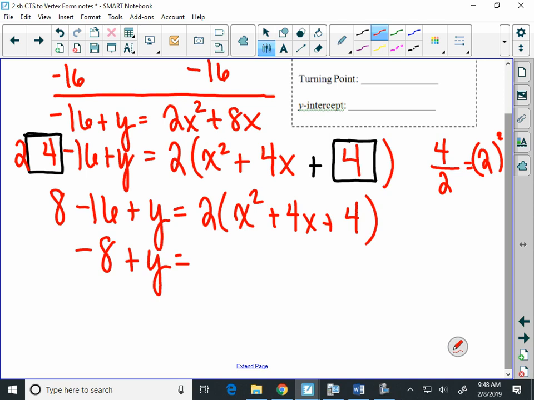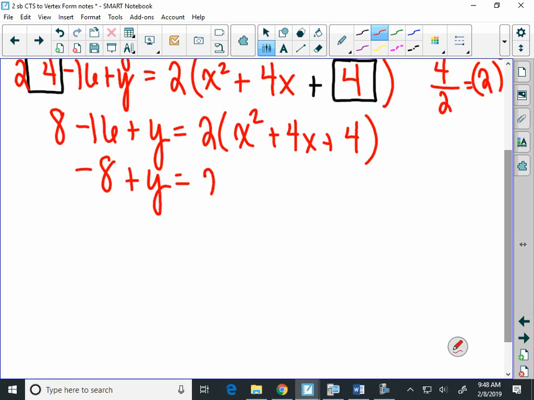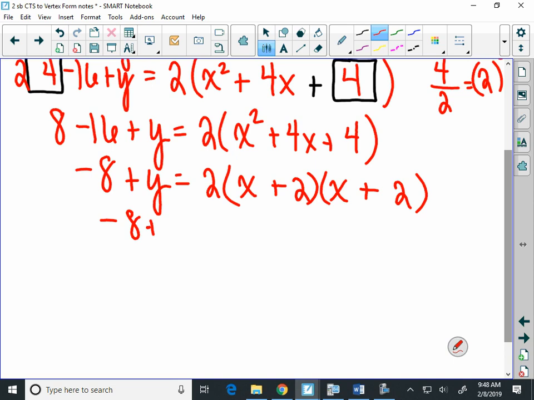But let's combine that with our next step in our list here, which is factor the trinomial. So we're going to factor. But once again, these parentheses must be the same. Well, x squared is x times x. The 4, and the 4 is coming from the constant value, is 2 times 2. And then we look at the sign in front of the 4x, which is a plus. So our signs are going to be plus in our parentheses. And we're to the condensed part. Negative 8 plus y equals 2 times x plus 2 squared.